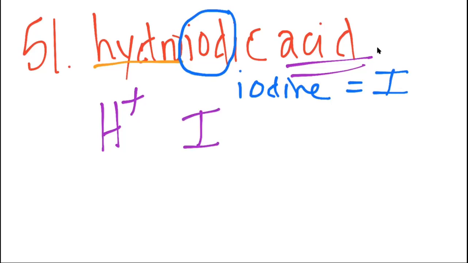Well, if you look at your reference chart with your periodic table, it's in the same group as chlorine, Cl, which is group 17 or 7A. So it also is just a 1 minus. Okay.